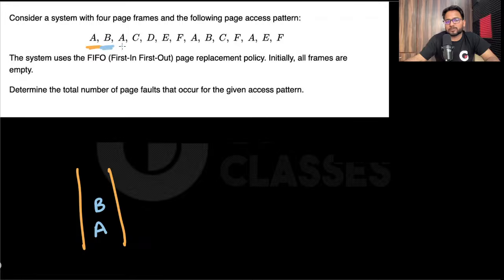Then A is coming, this is not a page fault. Then C is coming, it is coming the first time, it is a page fault. Then D is coming, this is also a page fault. So till now 4 page faults. Then E is coming. If E comes, then A has to be pushed out, right? Then A is no more here, and this is a page fault. F is coming, then B is no more here, and this is a page fault. A is coming, then C is no more here, and this is a page fault. Then B is coming, then D is no more here.